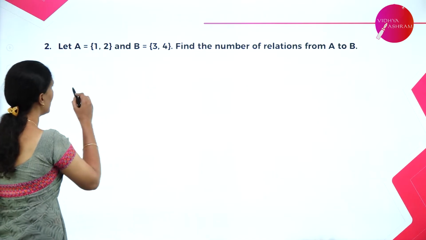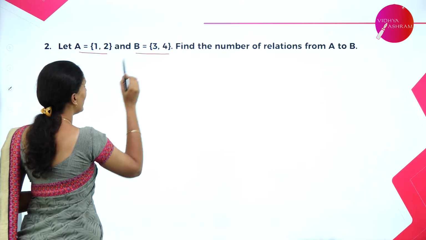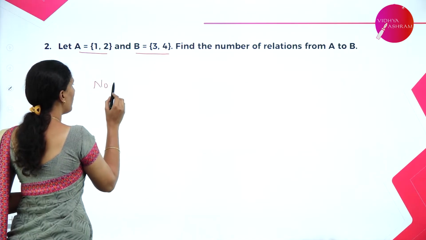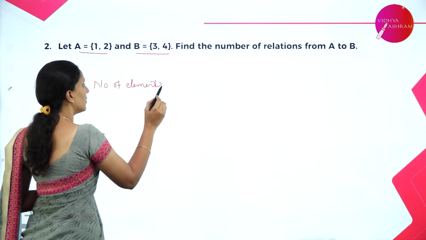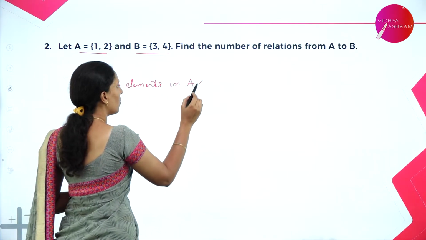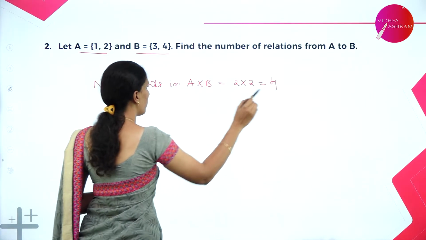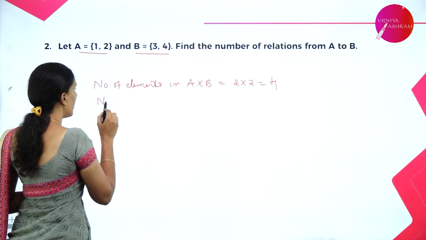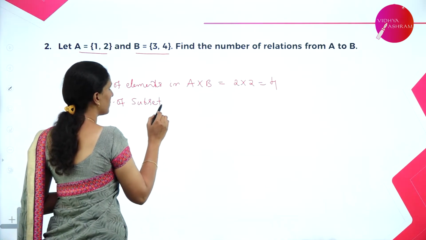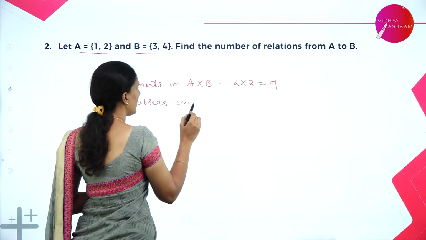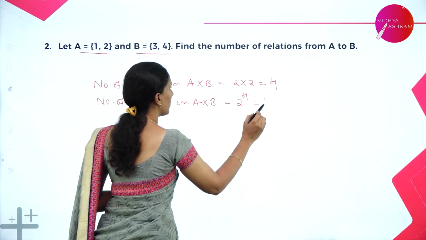So, that is why here A has 2 elements and B contains 2 elements. So the number of elements in A cross B is equal to 2 into 2 is equal to 4. So thus, the number of subsets in A cross B is equal to 2 power 4, that is equal to 16.